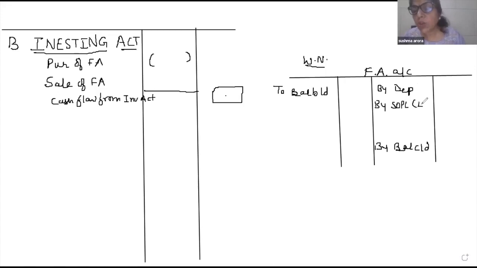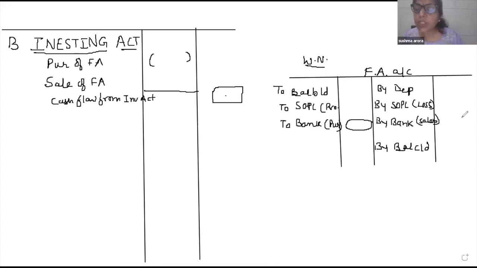then by SOPL means loss will be there. Then by bank, if that will come this side, that will be treated as sales, or if that will come to this side, that will be treated as purchase. And SOPL for profit. So by making this account, you can come to know purchase or sales, whatever balancing figure.